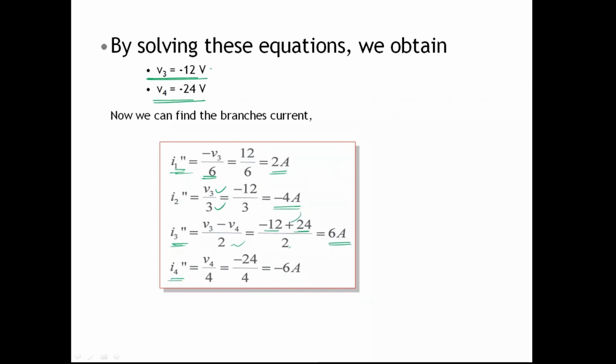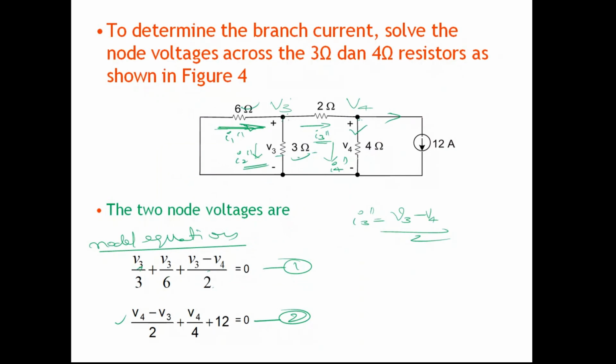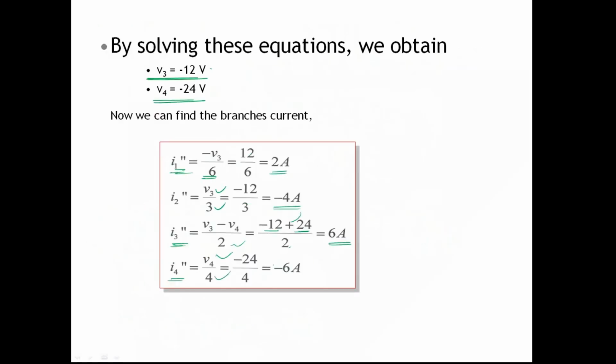Then I4 double dash is the current here in the 4 ohm resistor downwards, which is V4 by 4. Here V4 is minus 24, by 4, that is minus 6 amperes. Likewise, you got I1 double dash, I2 double dash, I3 double dash, I4 double dash. These are the branch currents when the 12 ampere source is acting alone. So when the 12 ampere source is acting alone, these are the branch currents.